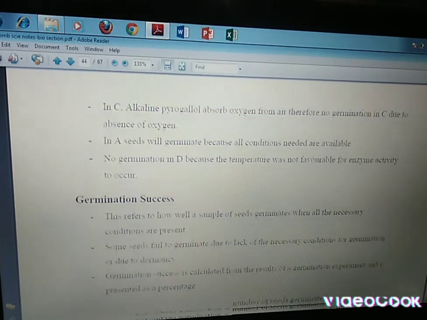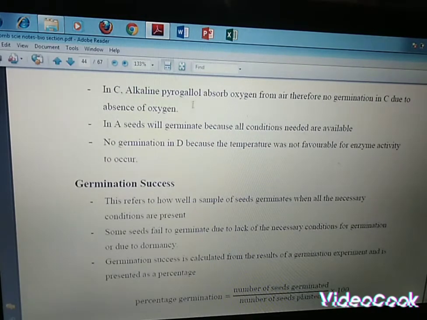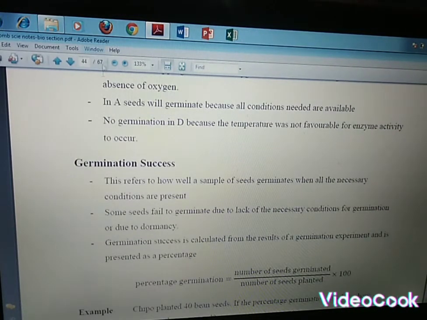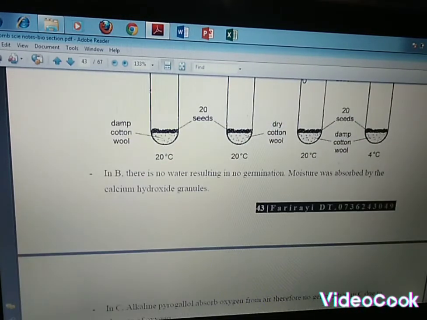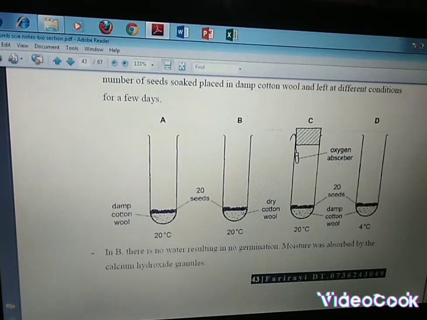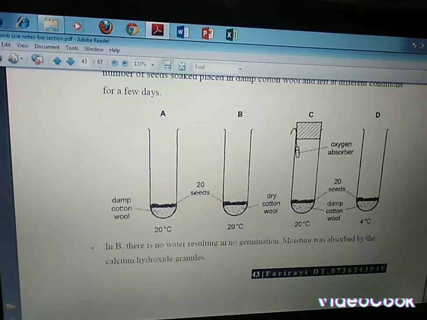In C, they used alkaline pyrogallol to absorb oxygen. Once there's no oxygen, no germination will take place. No oxygen, no germination. And then in A, seeds will germinate. Why? Because all the conditions that are needed are available. Let me take you back to A. There is our A. The temperature is 20 degrees, the cotton wool is damp, and there is oxygen entering there. So germination will take place easily.